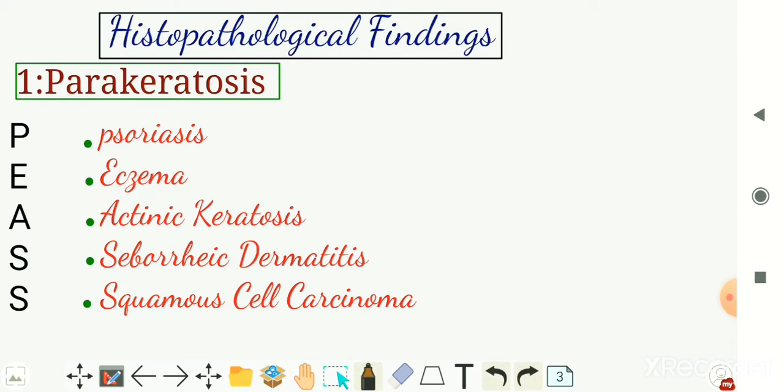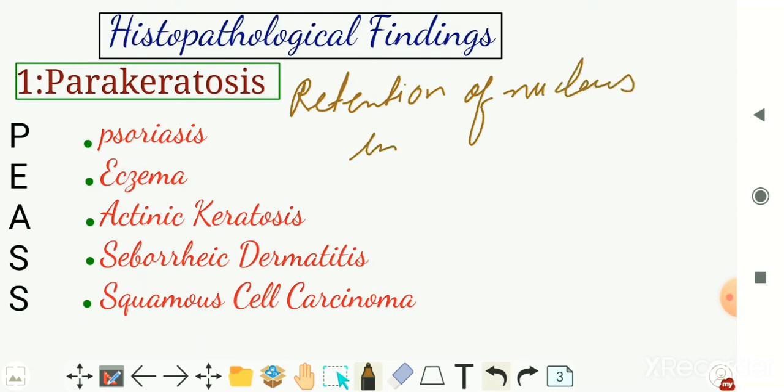The first finding which I am going to discuss here is parakeratosis. Parakeratosis is the retention of nucleus in stratum corneum. Normally, in stratum corneum, there is the absence of nucleus, but in parakeratosis, there is the retention of nucleus in stratum corneum, which is abnormal.